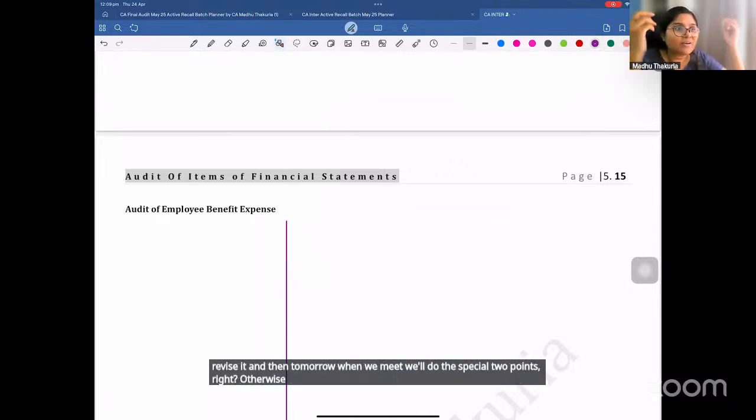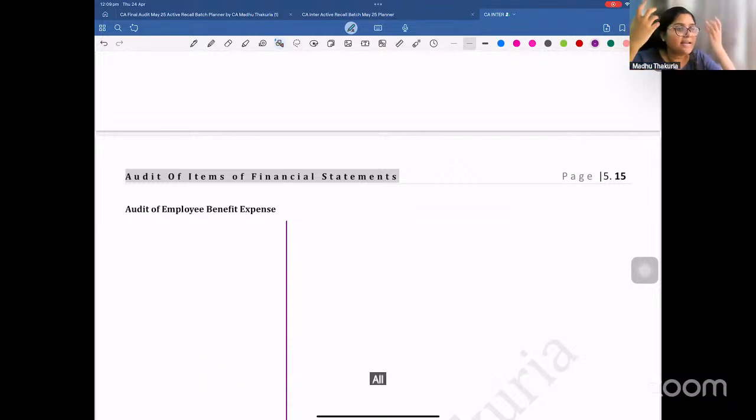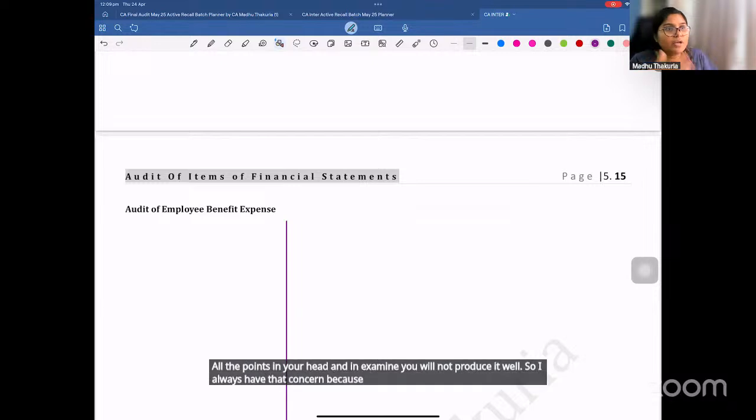Otherwise you will mix all the points in your head, and in the exam you will not produce it well. I always have that concern, because you will not be able to remember all the points of the same concept together. So let's give a challenge to our mind: after the sale of product and service, can we try to remember the employee benefit expense?